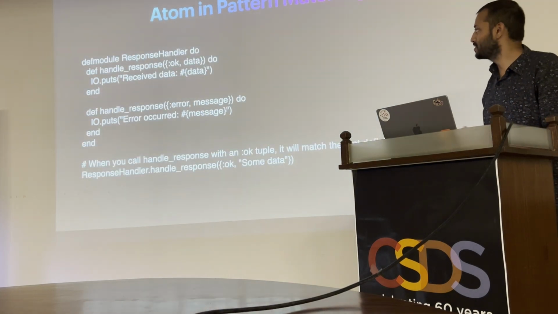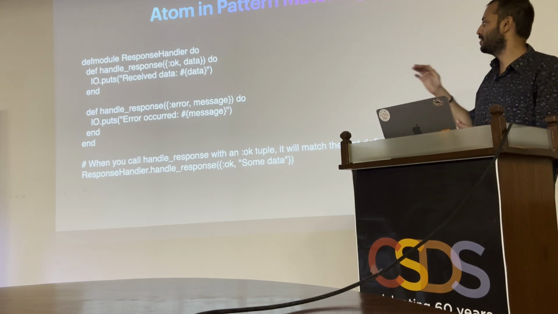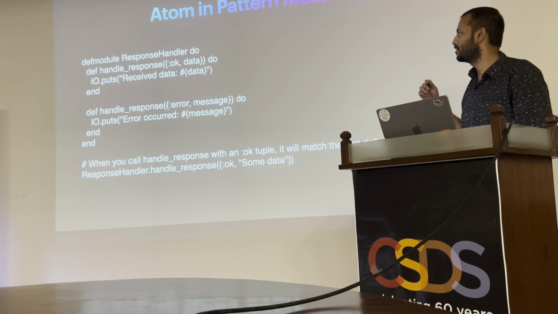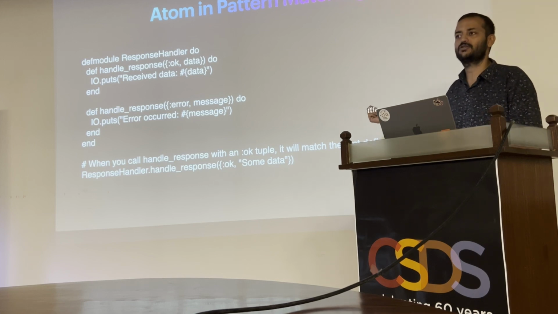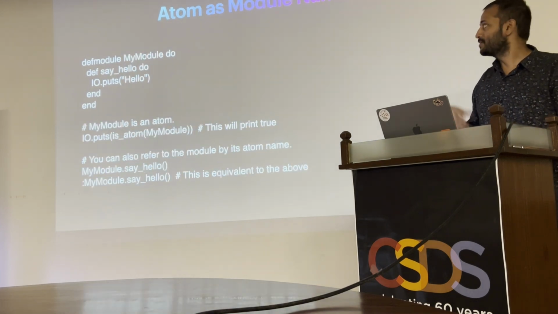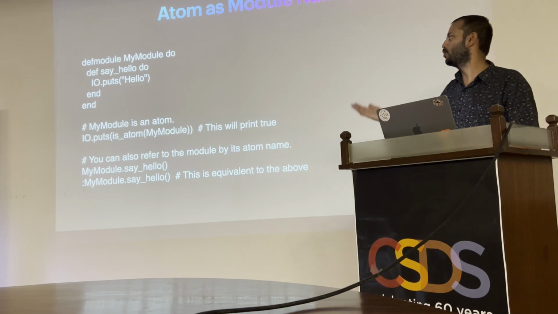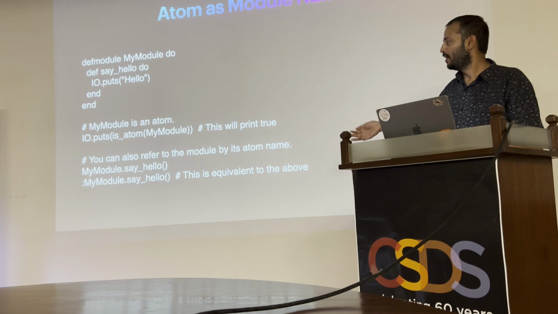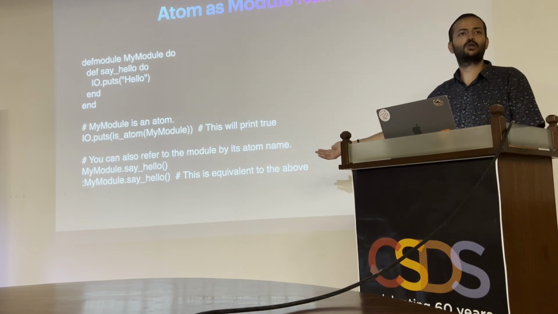You can use atoms in pattern matching again. So you can see here that the error message would be relayed if you sent it with an OK message or if you sent it with an error message, right? So it's connecting to the correct atom. Atoms can also be module names. So over here, if you run IO puts is atom my module, which we've defined on top, it would print true. And this is also interesting that you can actually call out to a module in both ways. Both are absolutely correct.